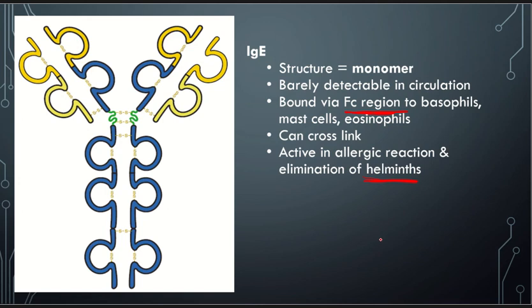And when it cross-links, it triggers the release of vasodilators from cells such as basophils, mast cells, and eosinophils. And so those guys are capable of secreting things like histamine, cytokines, heparin, basically things that are going to induce vasodilation and bring more blood and whatnot to the area to call for backup.